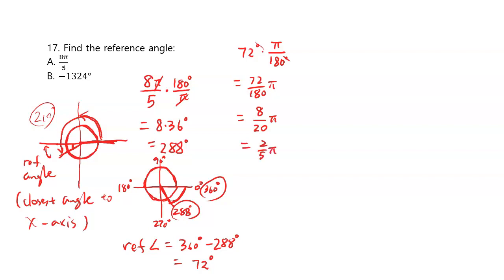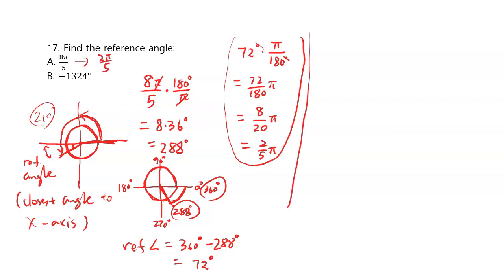You can write 2 over 5 pi, or you can also write 2 pi over 5. Either way would be good. So the answer to the first one would be 2 pi over 5, or just 2 over 5 pi. Either way. Okay, now let's think about the second one.